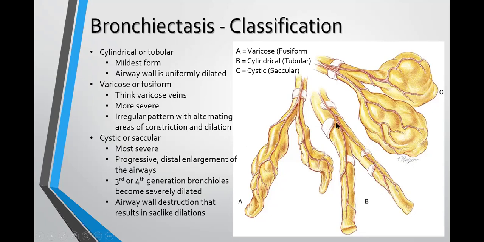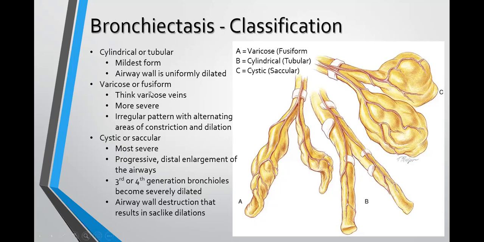It shouldn't be this big, okay? The bronchiole or the bronchi should not be this big. It should be smaller, but it's dilated, and it's dilated pretty much the same all the way through. So it's uniform dilation. That's called cylindrical, and that's the mildest form of bronchiectasis, okay? If you had to have bronchiectasis, this is the one you want. It's the mildest form.